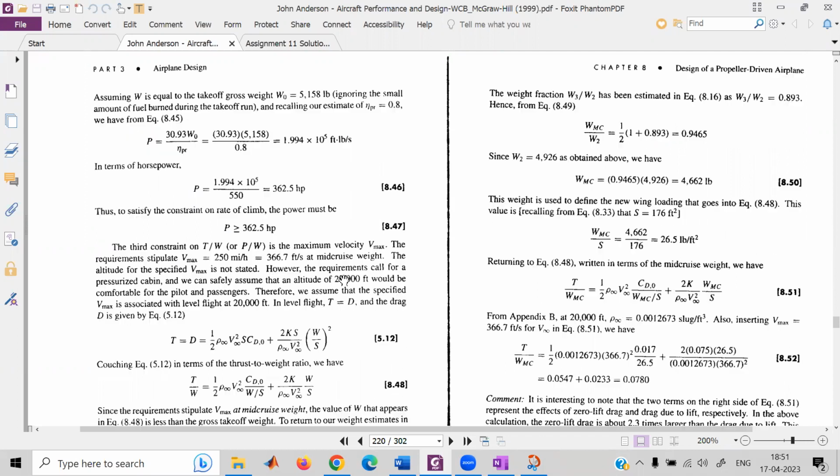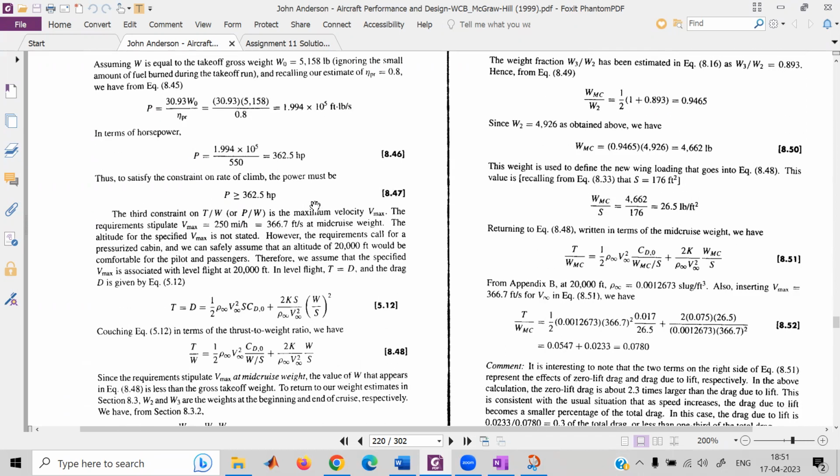It is usually good. So now we were computing power. We have power from takeoff. We have power from rate of climb. Now we want to see whether maximum velocity violates, like how much power it requires. That's what we need to know. And for maximum velocity, the question is again at what altitude. So altitude is specified here: 20,000 feet.